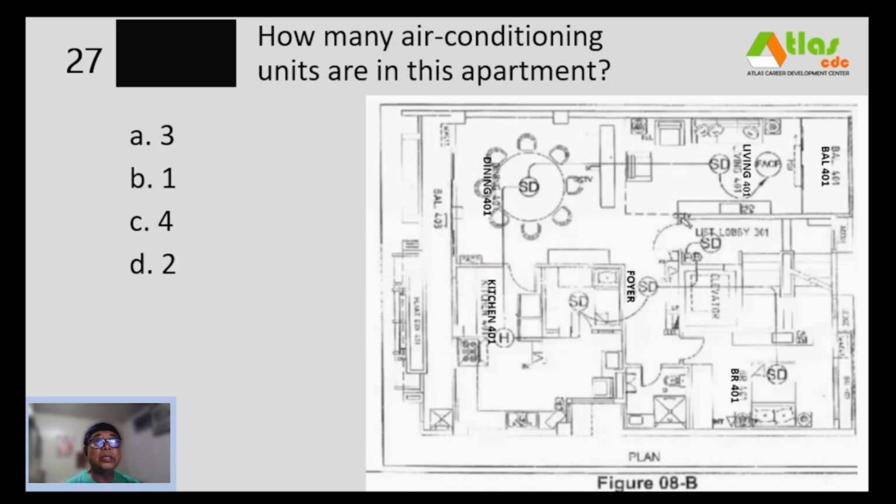So question number 27, how many air conditioning units are in this apartment? Letter A, 3. Letter B, 1. Letter C, 4. And letter D, 2 units. So I'll give you time. Time to decipher.